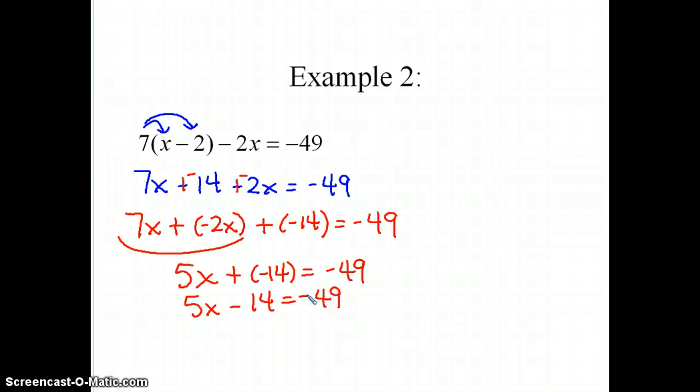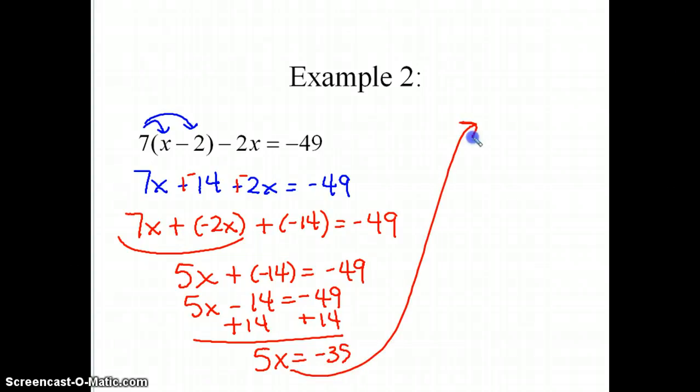In order to eliminate the minus 14, I'm going to add 14 to both sides. When I add 14 to both sides, I end up with 5x is equal to negative 35. Moving to the top right-hand side of the screen, I'm going to recopy my last step. 5x is equal to negative 35. To solve for x, I'll divide both sides by 5. My final answer is x equals negative 7. I'll leave the check to you.